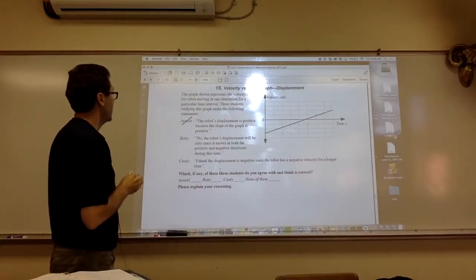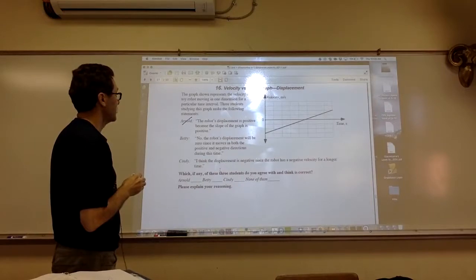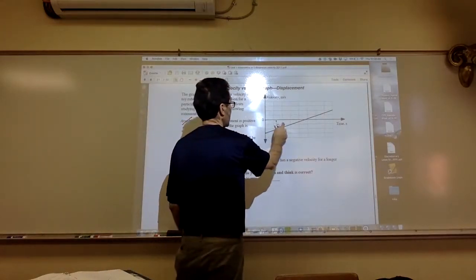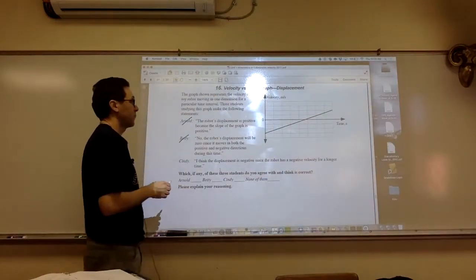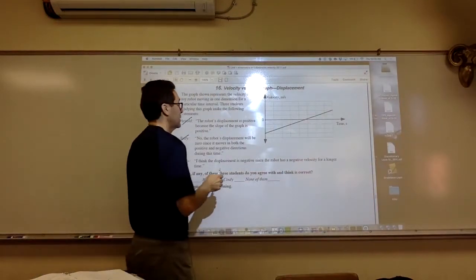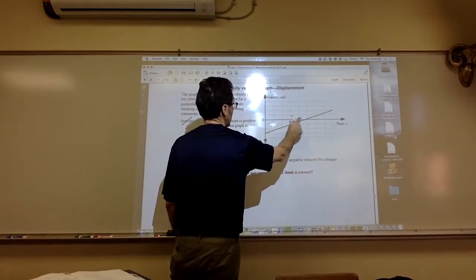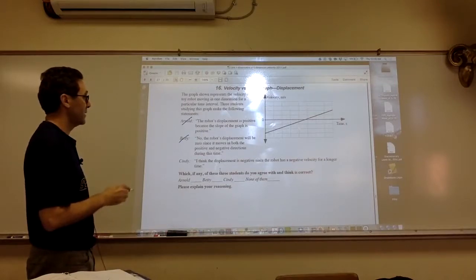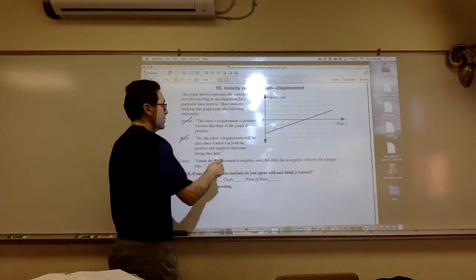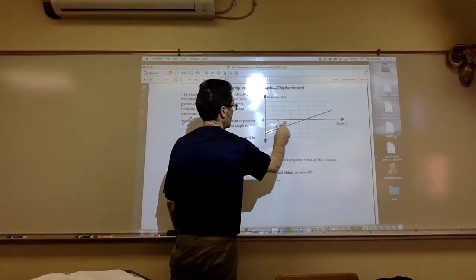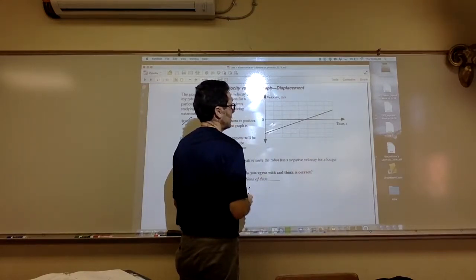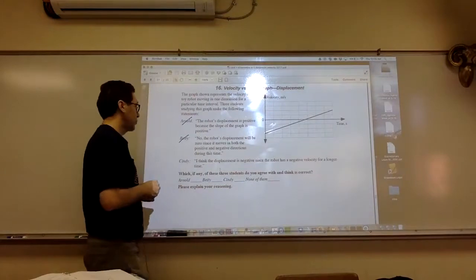Look at Betty. Now the robot's displacement will be 0 since it moves in both the positive and negative direction during this time. It does move in both directions, but it spends most of its time in the negative direction than it does in the positive direction. Because it's staying a lot longer here than it does over there. So she's out too. I think the displacement is negative since the robot has a negative velocity for a longer time. That's what I just said earlier. So you have a negative velocity for about 4.5 units of time. Here you only have a positive velocity for about 3.5 units of time.